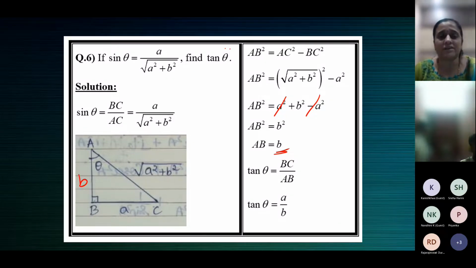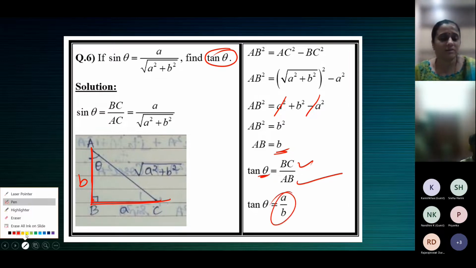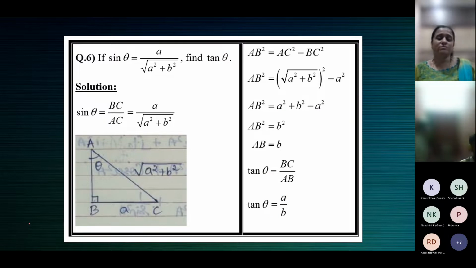Now what should you find? Tan theta. And what is tan theta? Opposite by adjacent, BC by AB, which is a by b. So tan theta is equal to a by b. Very simple.